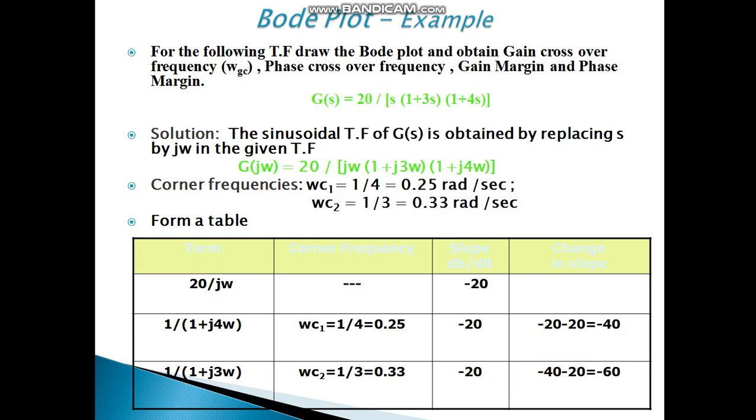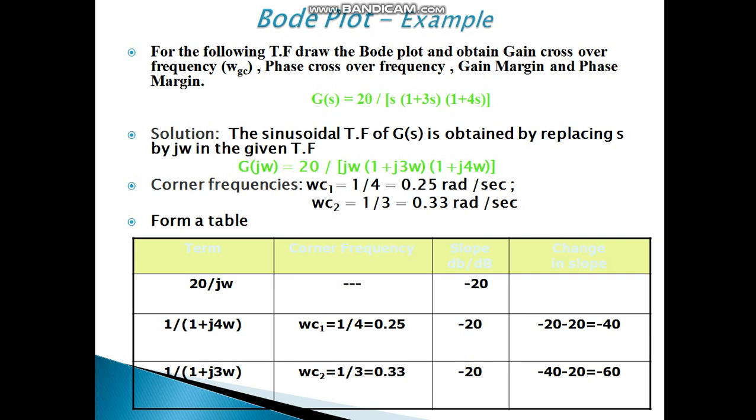Next I have to make one table. In the first column we have to write the terms. So what are the terms present? Here we have 20 by j omega, this is the first term, and 1 by 1 plus 4 j omega, that is the second term. 1 by 1 plus 3 j omega is the third term, and the corresponding corner frequency we have to write. In the first term, 20 by j omega, there is no corner frequency. The second term corner frequency omega c1 is already found, 0.25, and omega c2 is equal to 0.33.